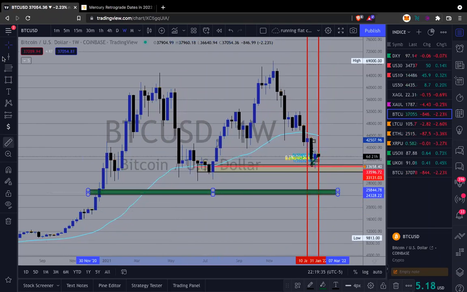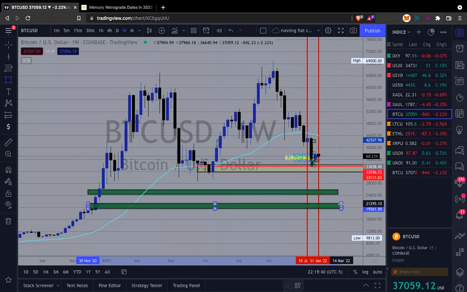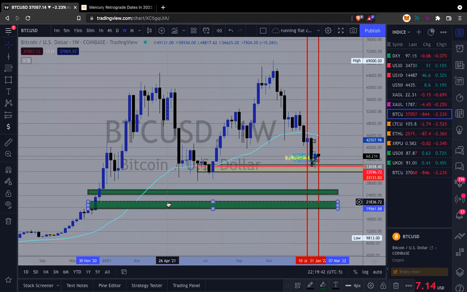Now, we do have an imbalance here. We do have an imbalance here. Imbalances in the market are where the market is just going in one direction with no downward direction. Normally, the market always closes the imbalances. You can see the market always comes and closes imbalances, except for this imbalance down here.